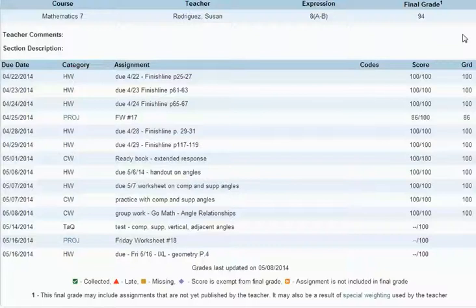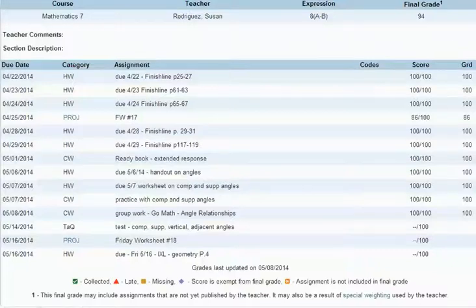This changes on a regular basis because I am putting the assignments in on a daily basis. So as soon as I check the homework in the beginning of the period and I press send in PowerSchool, the parent can look online on their computer. They can look on the PowerSchool app and find out exactly what their child's grade is and how they're doing so far in math.